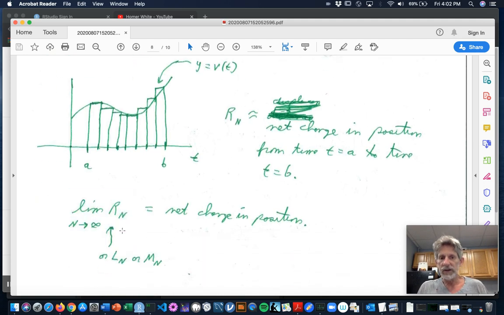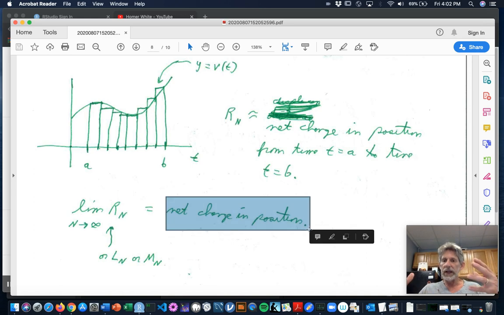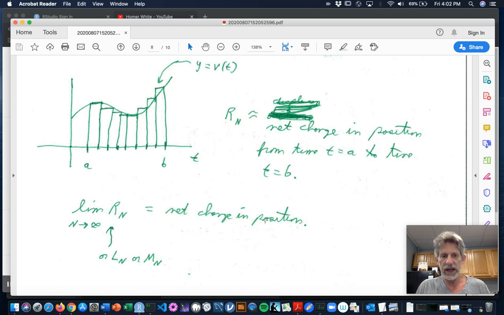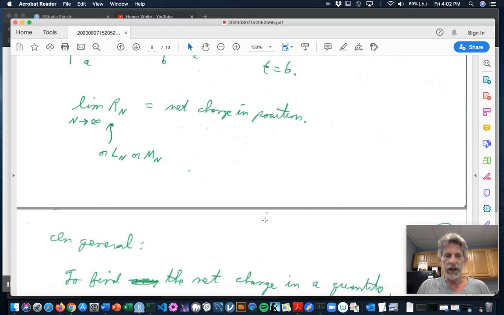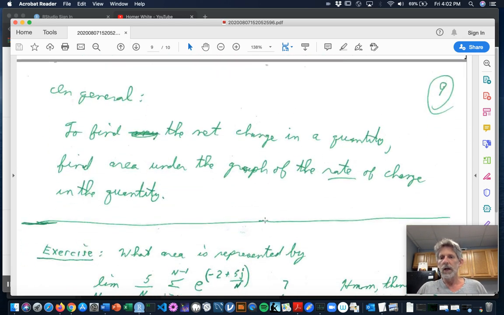And if you take the limit as n goes to infinity, you ought to get the distance traveled exactly, the net change in your position exactly. And it doesn't just work for velocity figuring out net change in position. Actually, it turns out it works in any kind of situation where you're wondering, what's the net change in a quantity? Like, what is it at the end minus what it is at the beginning? That's called the net change in a quantity.